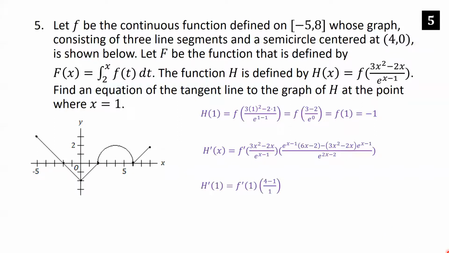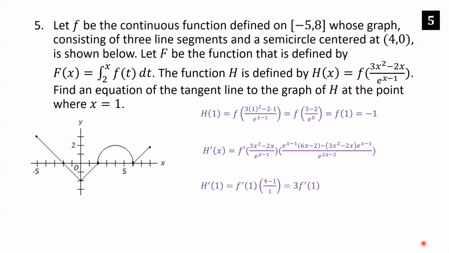Now we're just going to go ahead and plug in the 1. Up top, we just get 3 minus 2, which is 1, over e to the 0, which is 1. So this just becomes little f prime of 1. A lot of simplification here too. E to the 0, 6 minus 2 is just 4. That's where this 4 comes from. 3 minus 2 is 1. E to the 0 is 1. So this is 1. And e to the 2 minus 2, that's e to the 0, which is also 1.